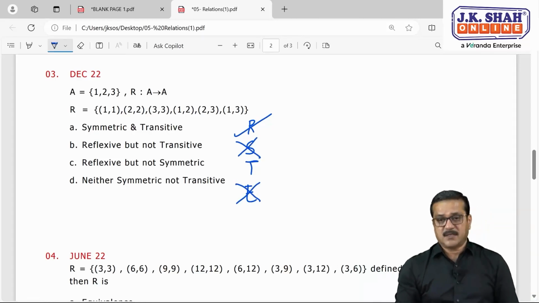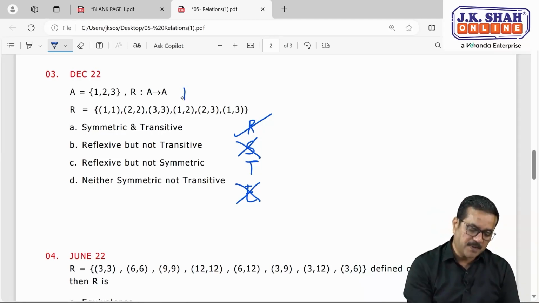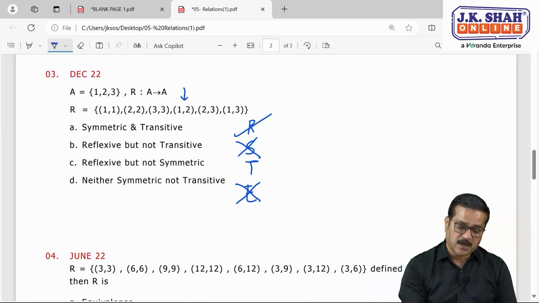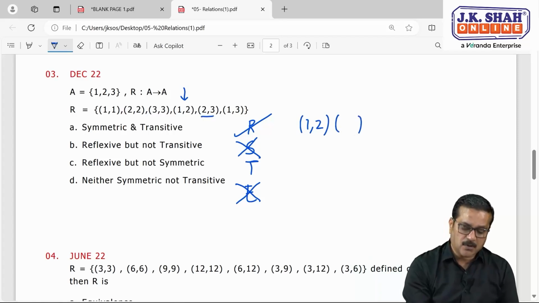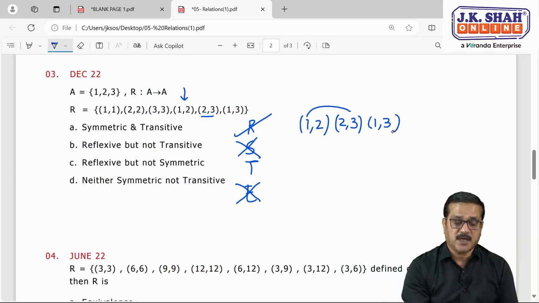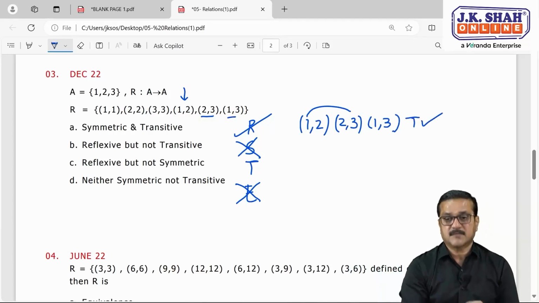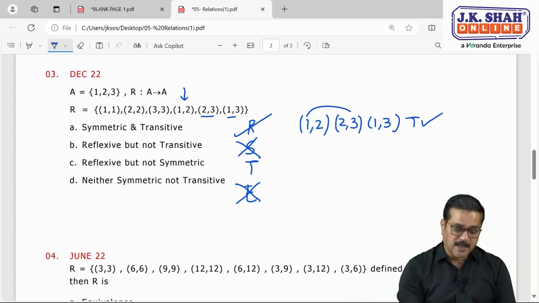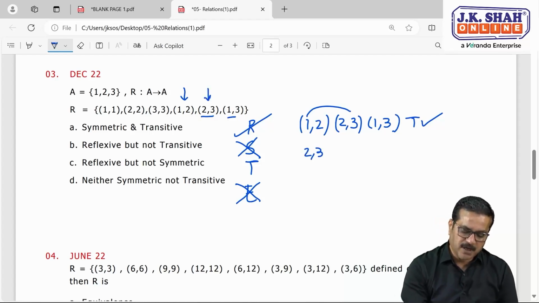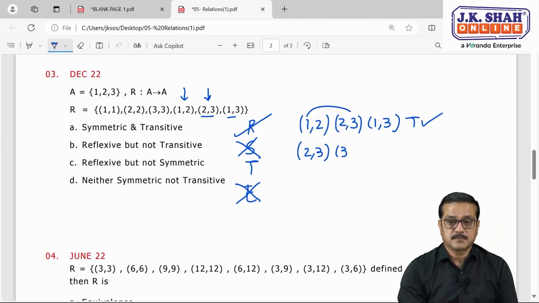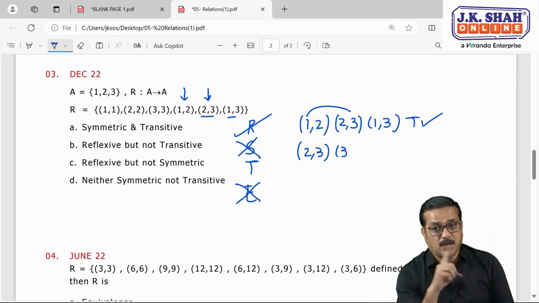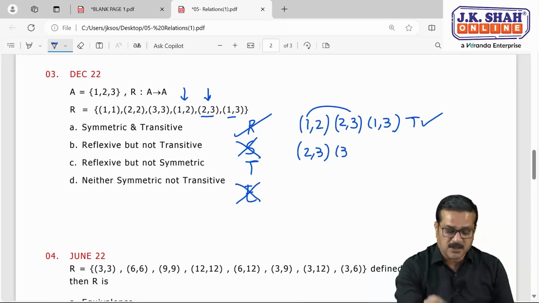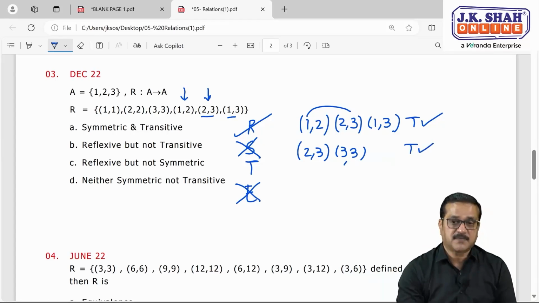Now let's come to the test of transitivity, starting with the first ordered pair having hetero components, 1,2. We need to attach a pair starting with 2. I got 2,3. I need 1,3 to make it transitive. Do I have 1,3? So transitivity is alive. Now move to 2,3. We need to attach a pair starting with 3. But a pair 3,3 is already inherently transitive, so we are not going to waste time putting 3,3 over here. Transitivity is already satisfied.